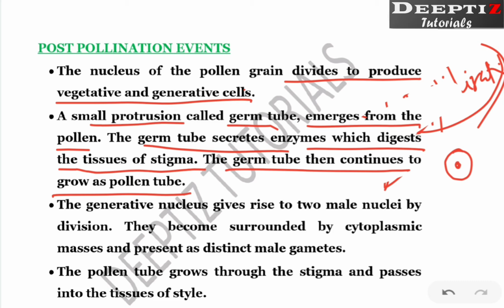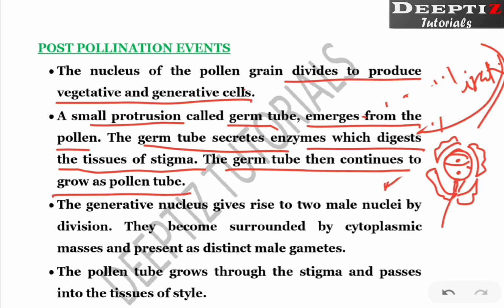This was the pollen grain which has the exine and intine and all. This cell will divide into two. As a result, there will be a vegetative cell and a generative cell. Now after some time there will be a protrusion. What is the meaning of protrusion? There will be an outgrowth.